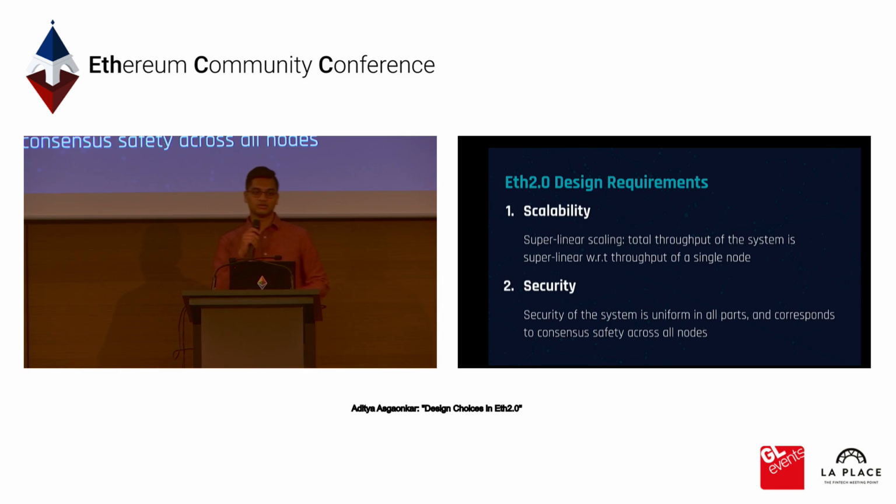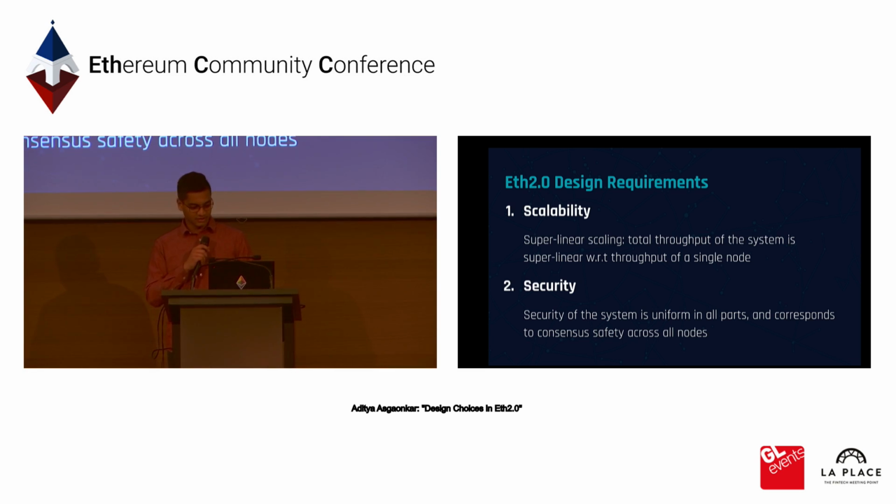So let's start with what were the design requirements of this new scalable sharded blockchain system called ETH2, and how the specific implementation achieves this, and what this means for smart contract developers. So the two basic requirements are scalability and security. And the specific requirement for scalability is superlinear sharding, which means that the total throughput of the system is superlinear with respect to the throughput of a single node.